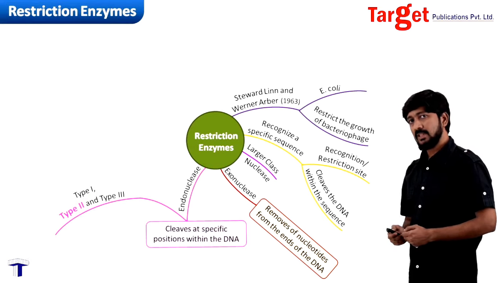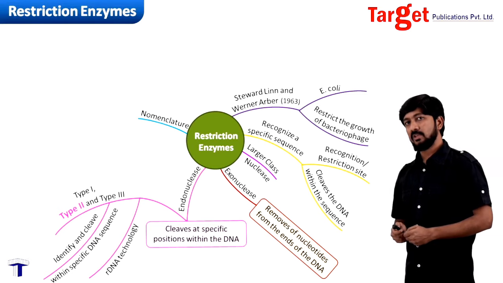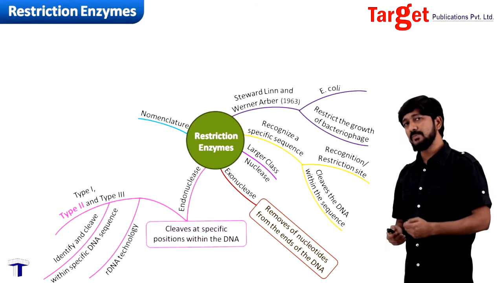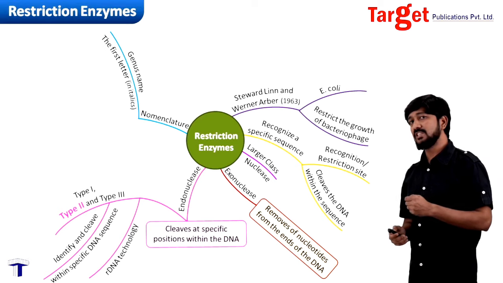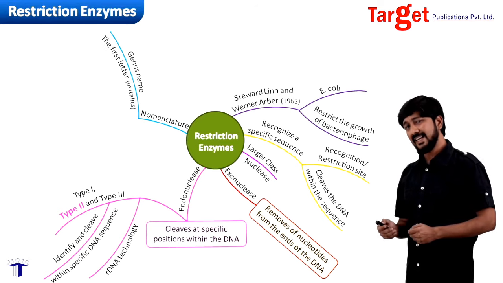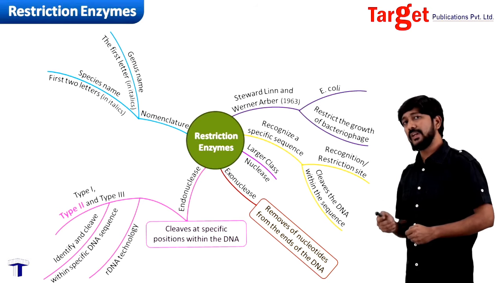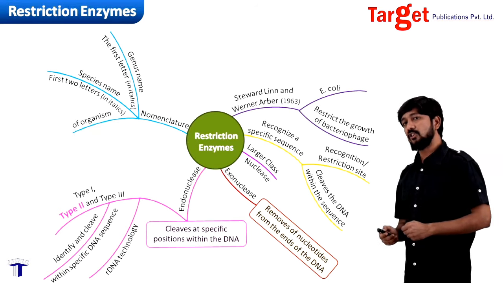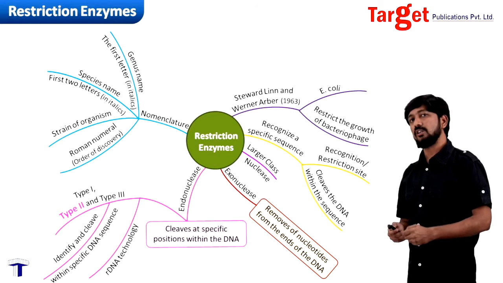Now let us understand the nomenclature of restriction enzymes. This nomenclature is done by a standard procedure with reference to the bacteria from which these restriction enzymes are isolated. For this, we require the genus name, which is represented by the first letter of the genus name. Our second requirement is the species name, which is represented by the first two letters of the species name. Our third requirement is the strain of the organism. And our last requirement is a Roman numeral, which indicates the order of discovery.